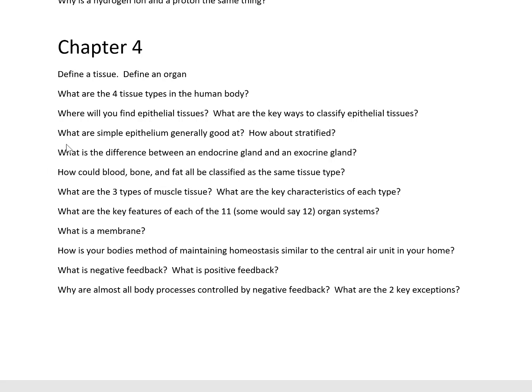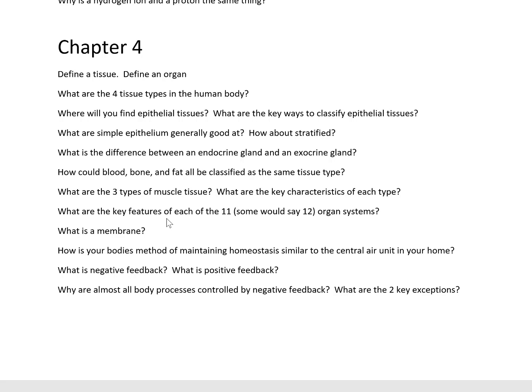So next question, what are the simple epithelium generally good at? They're going to be really thin and delicate, so definitely not protection. They're good at absorption and secretion. They're good at allowing things to move through them. So what are stratified epithelium good at? They're tougher, thick layers. They're protection. So whenever you see a stratified epithelium, think protection. A simple epithelium, think absorption and or secretion.